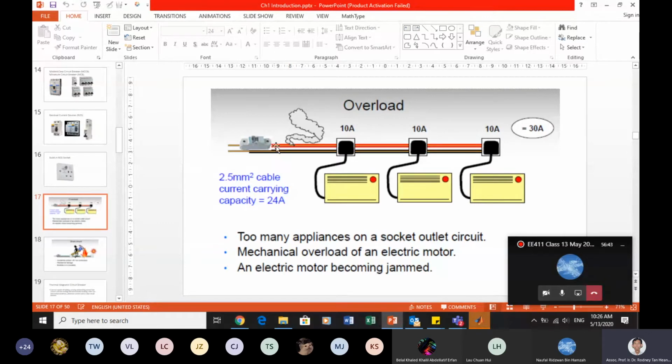Now, this MCB, like I said, will protect you from overload. When it's overloaded, it won't trip immediately. It depends on how much overload you have. So obviously, when you have this type of overload, it will trip. Too many appliances on the socket outlet is commonly happening to us.